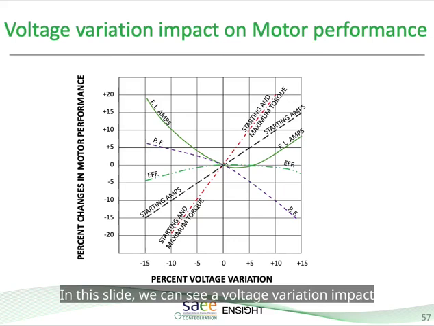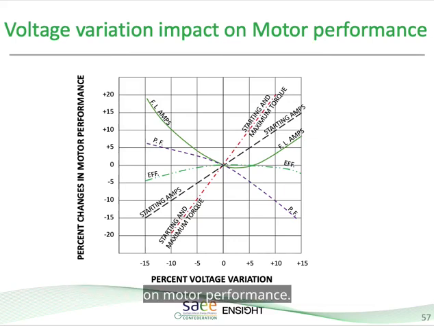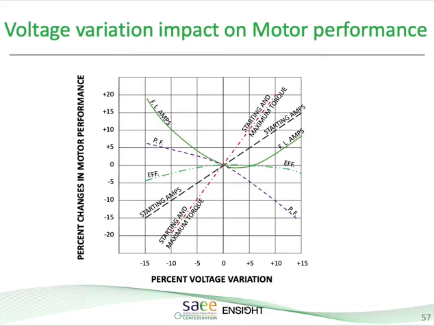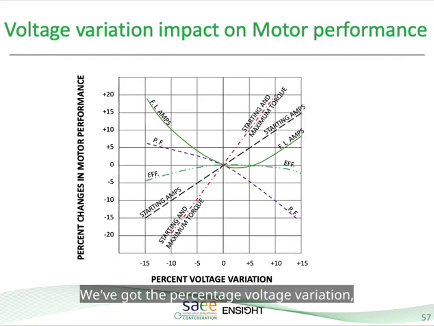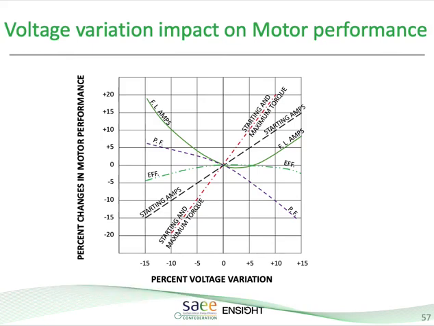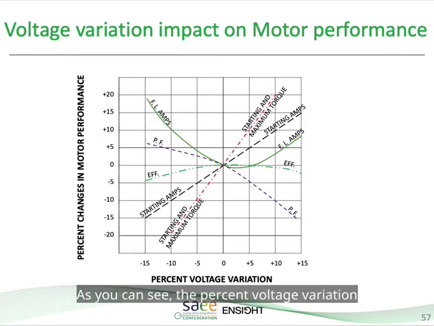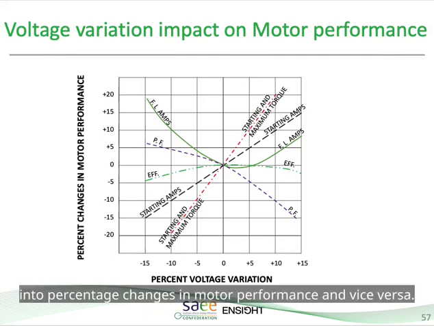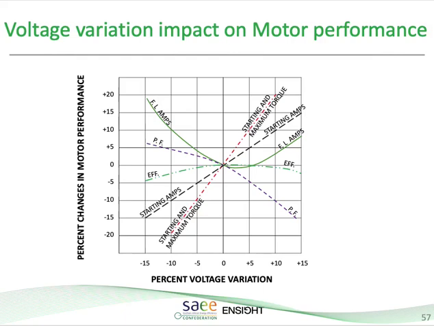In this slide, we can see the voltage variation impact on motor performance. We have starting amps, efficiency, power factor, full load amps, starting and maximum torque. We've got the percentage voltage variation versus the percentage changes in motor performance. As you can see, the percent voltage variation translates directly into percentage changes in motor performance and vice versa.